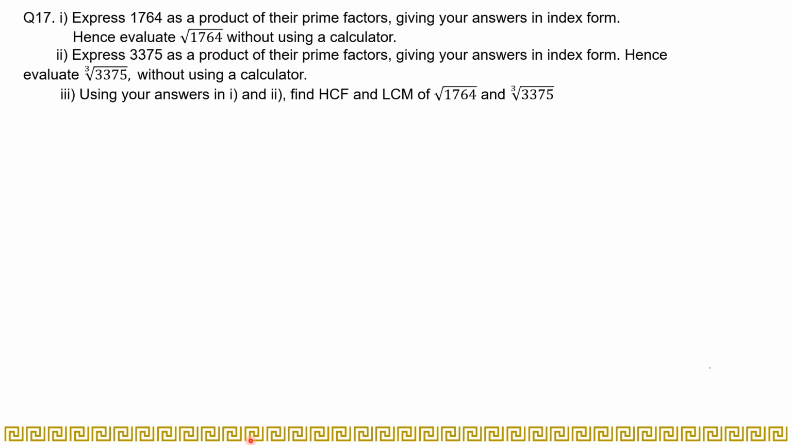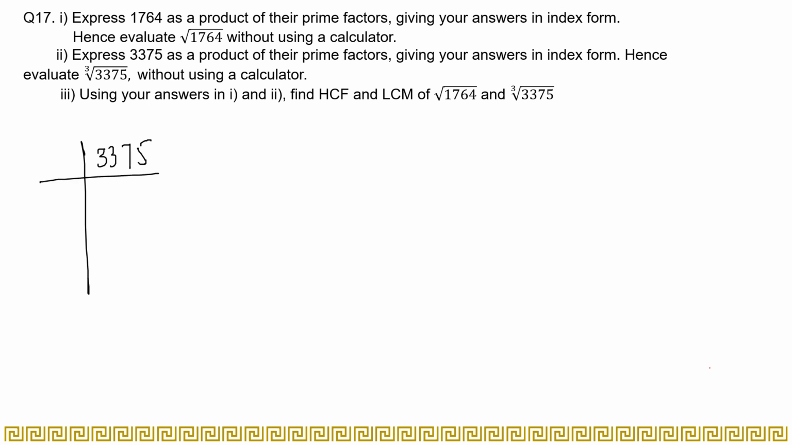Now that we have solved part 1, let's move to part 2. Here we are asked to express 3375 as a product of prime factors. Again, we have to do the prime factorization for this number. We have to write it in index form, and then we have to evaluate the cube root without using a calculator. So let's do it. Let's find the prime factorization for 3375.